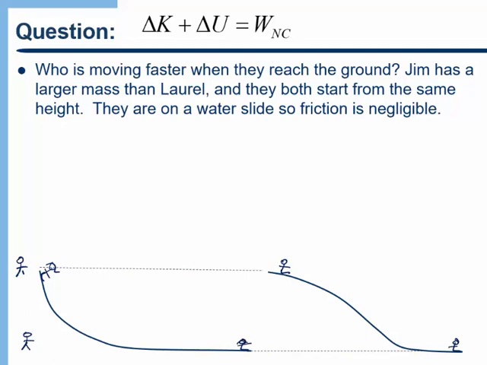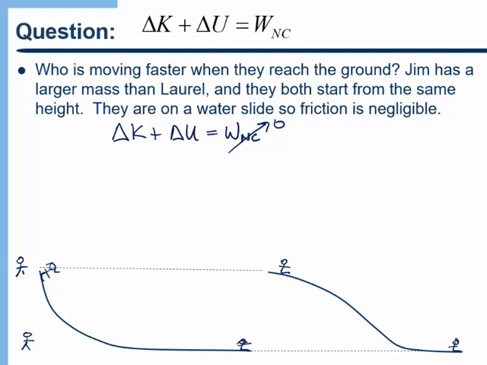Okay, so what do we do? We always start with the work energy theorem: delta K plus delta U equals W_NC. The next thing we always want to do is look and see, is there any friction present in the problem, or are there any applied forces? In this case, there aren't. Therefore, the work done by non-conservative forces is 0.